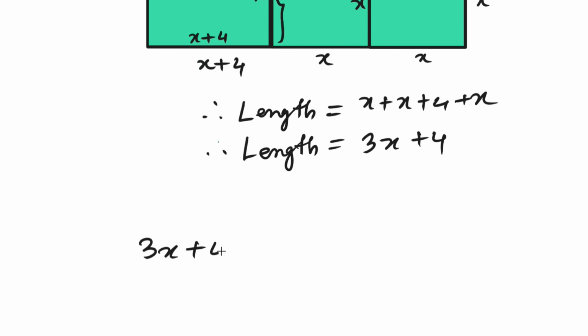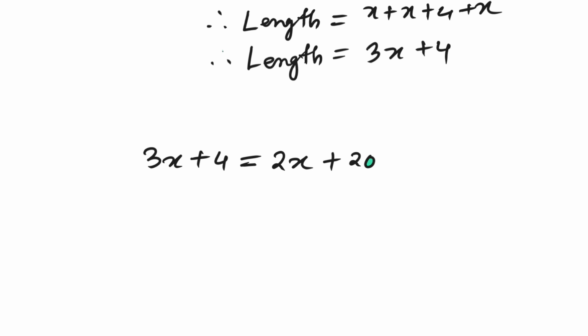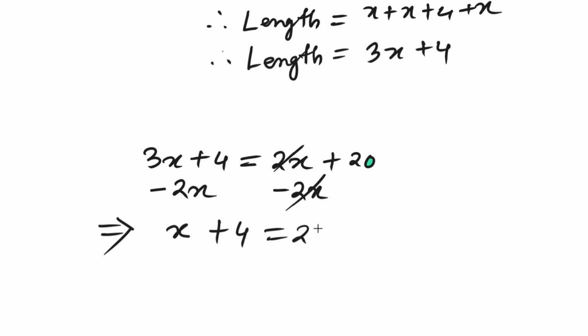So we get 3x plus 4 equals 2x plus 20. Now let's solve this equation carefully. We want x by itself. First, subtract 2x from both sides. On the left, 3x minus 2x leaves us with x, while on the right, the 2x terms cancel. So we have x plus 4 equals 20.